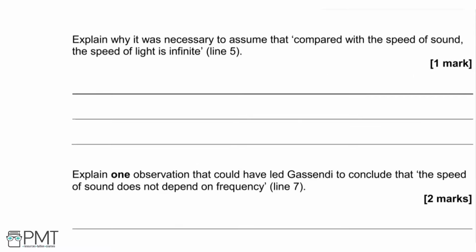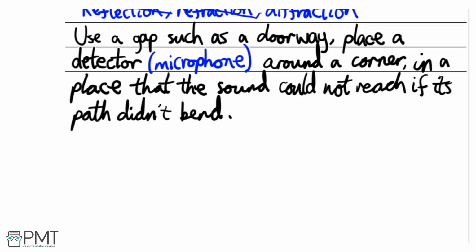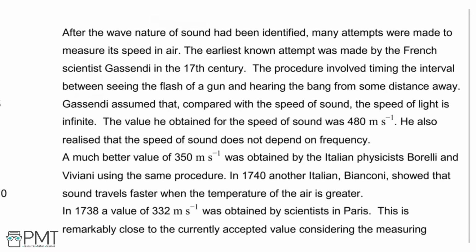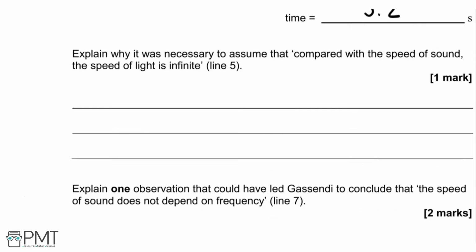Explain why it was necessary to assume that compared with the speed of sound, the speed of light is infinite, line 5. So let's take a look at line 5. So Gassendi assumed that compared with the speed of sound, the speed of light is infinite. So actually, it's just quoting that part of the text. Now, what you'll notice here is actually what you're timing is the difference in time between that taken by light and that taken by sound.